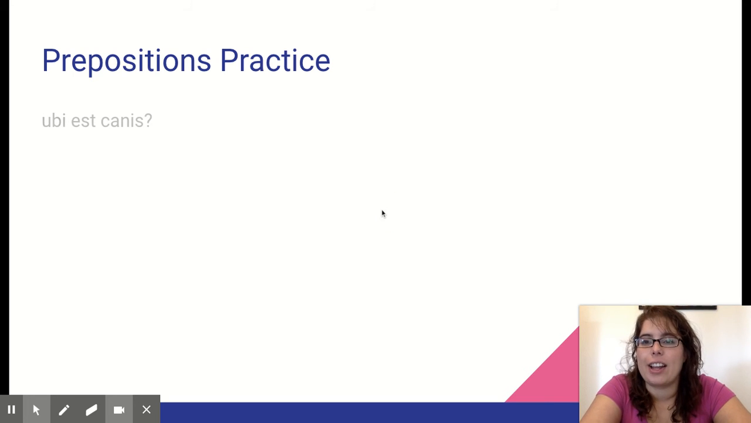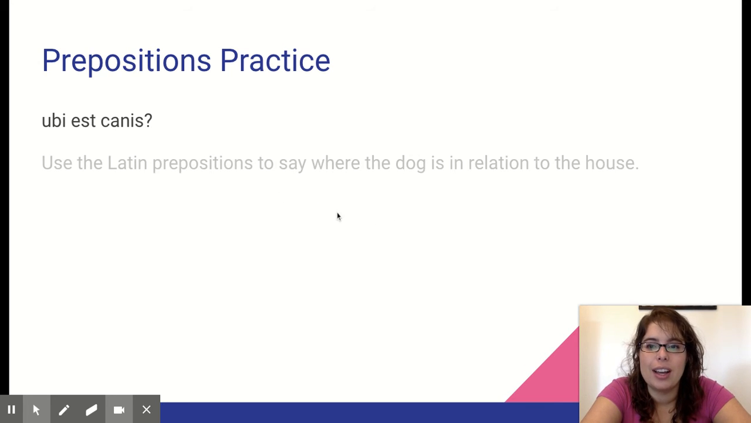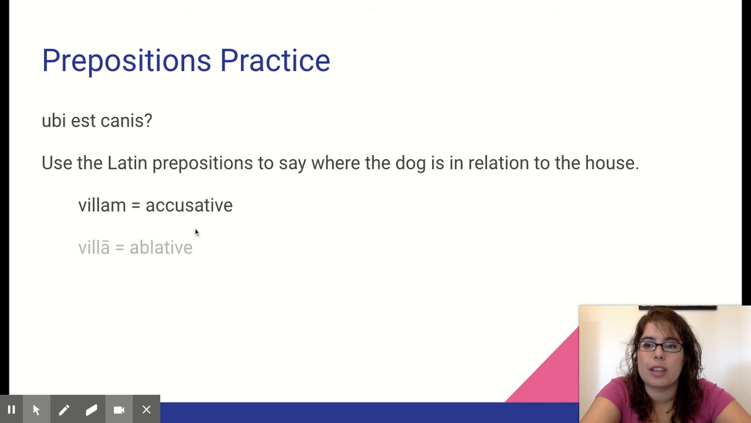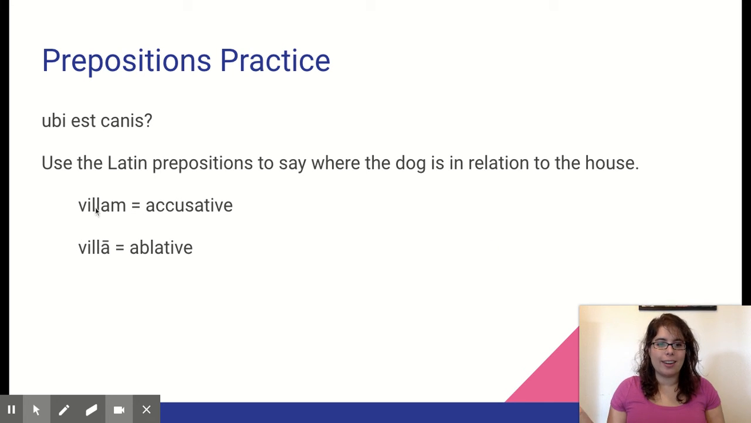All right, so silly little exercise, ubi est canis. Where is the dog? So we're going to practice our prepositions. Where is the dog in relation to the house? So villa with the long A would be the ablative form for house, and villam with an M is going to be the accusative. So where is the dog?